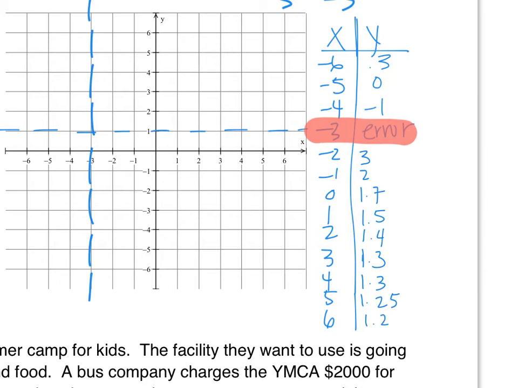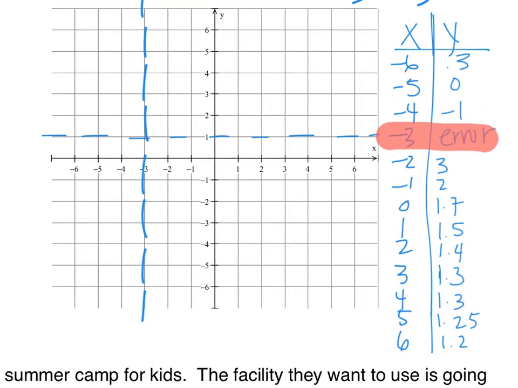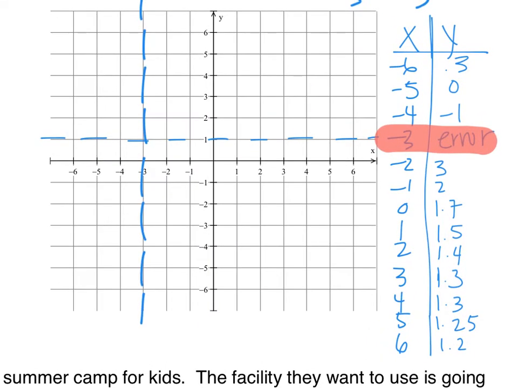Alright, now let's graph those. So 6 is 0.3, just a little bit above the line. 0, -1. And then we have our asymptote. Just this little curve here comes down and ends up going straight down. And then 2 is 3. -1 is 2.